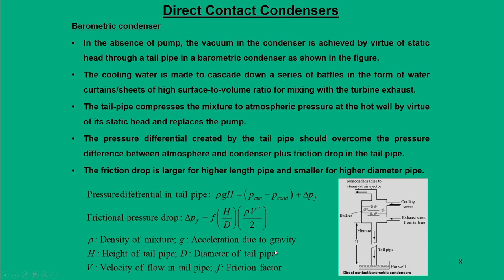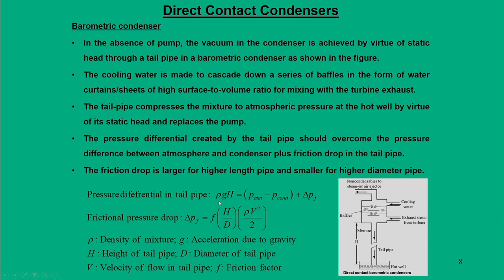Now, in order to replace this pump, people initially thought of putting a tailpipe of certain height, and this tailpipe tries to replace the requirement for the pump. So, the necessary pressure difference is achieved by using a tailpipe, and this tailpipe is sufficiently high, and we take the advantage of barometric height, which is h, to take care of the pressure difference.